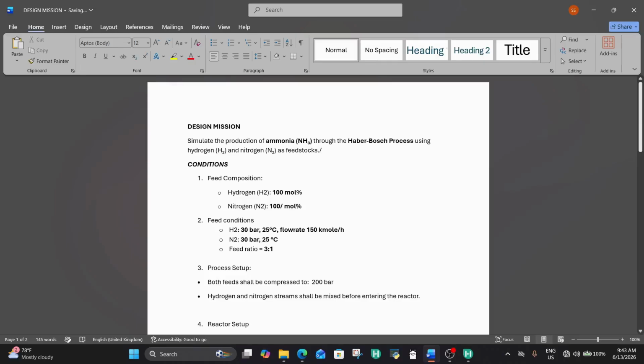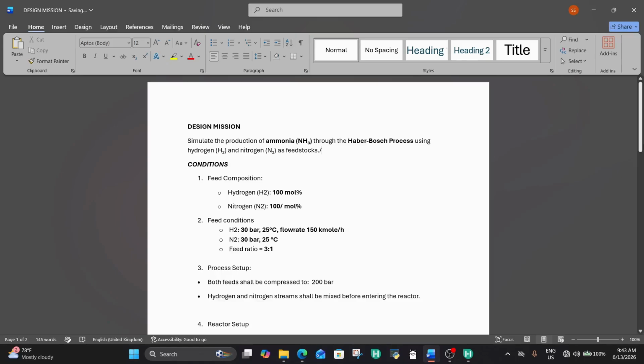Engineers in the rough, we have a design mission on hand. Your mission, should you choose to accept it: simulate the production of ammonia through the Haber-Bosch process using hydrogen and nitrogen as feedstock. The process of using hydrogen and nitrogen to produce ammonia is called ammonia synthesis.